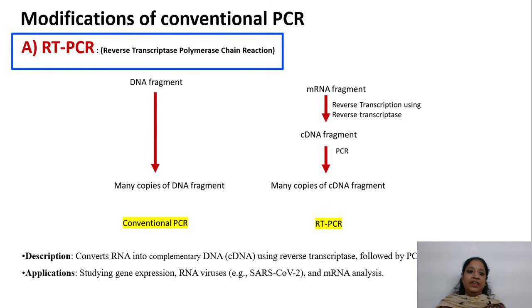RT-PCR or reverse transcriptase PCR. This is used to convert RNA into complementary DNA using the enzyme reverse transcriptase, followed by PCR amplification. It is especially important for studying RNA viruses like SARS-CoV-2 and analyzing their gene expression.